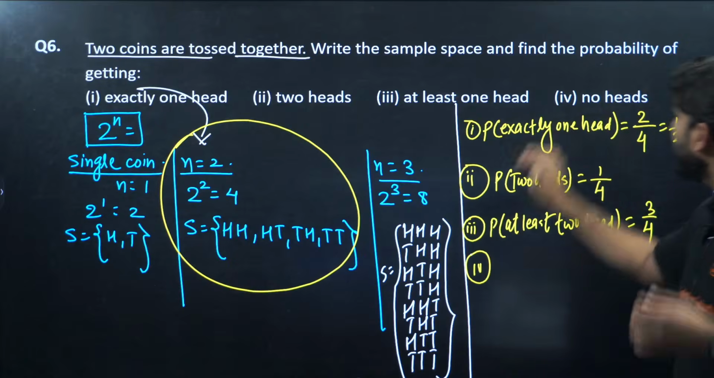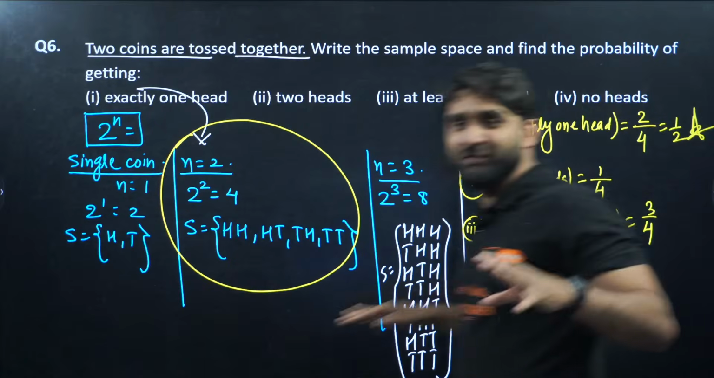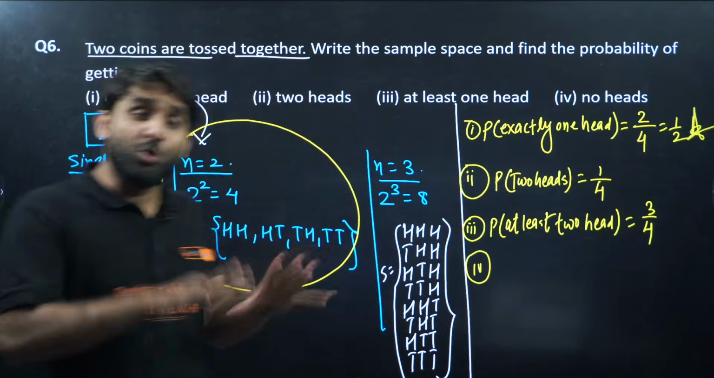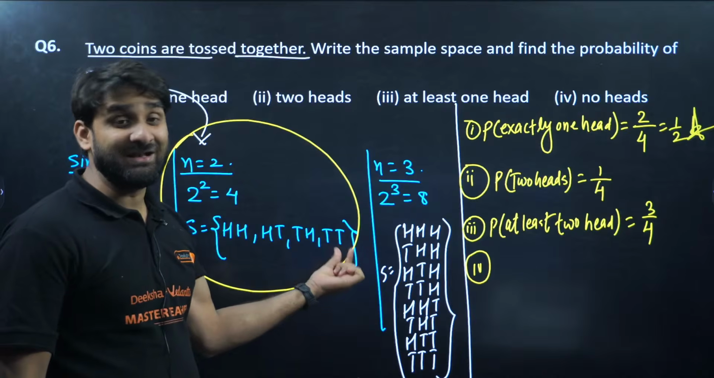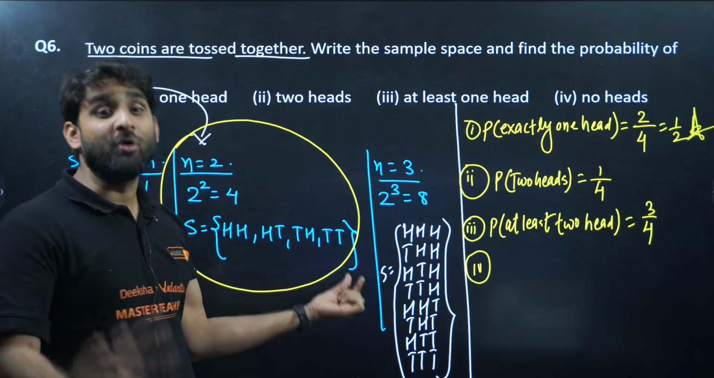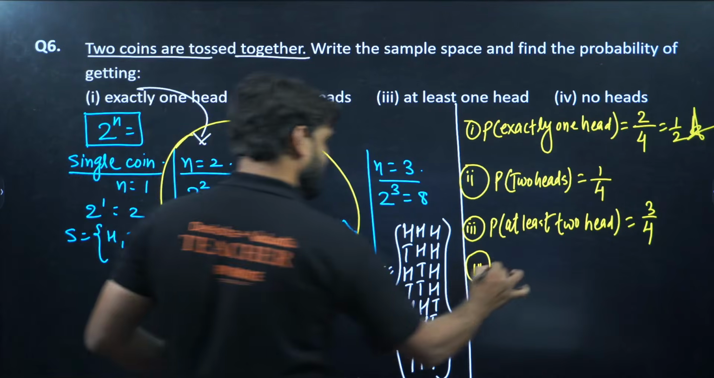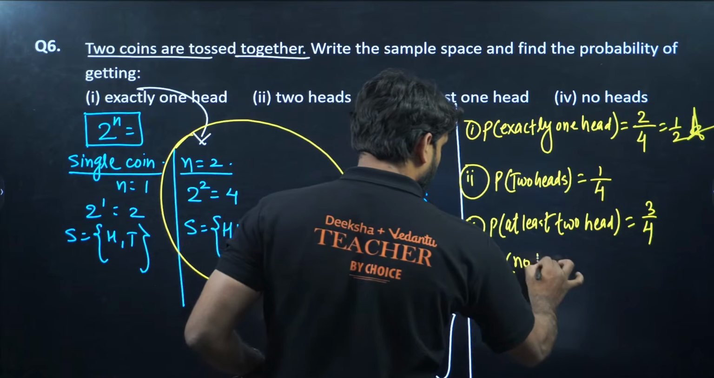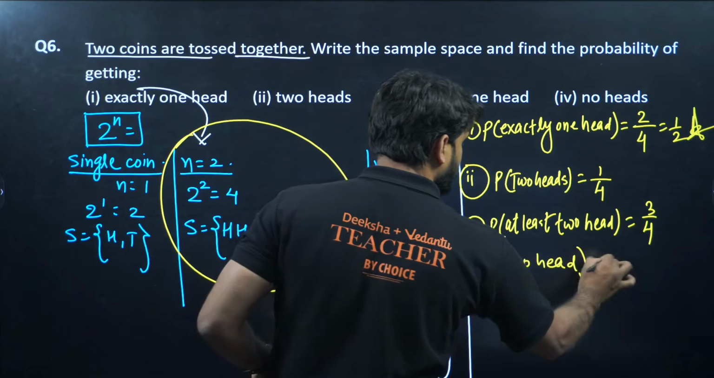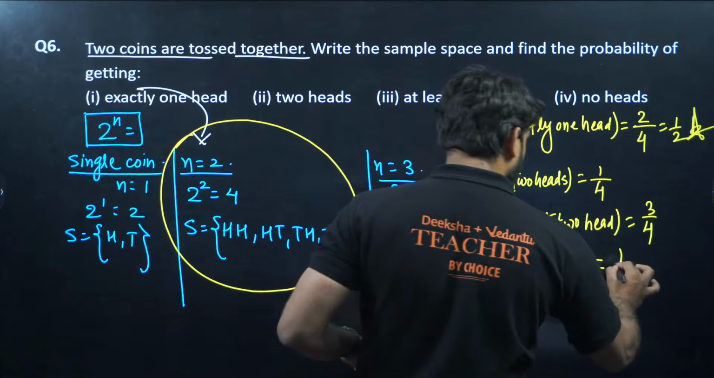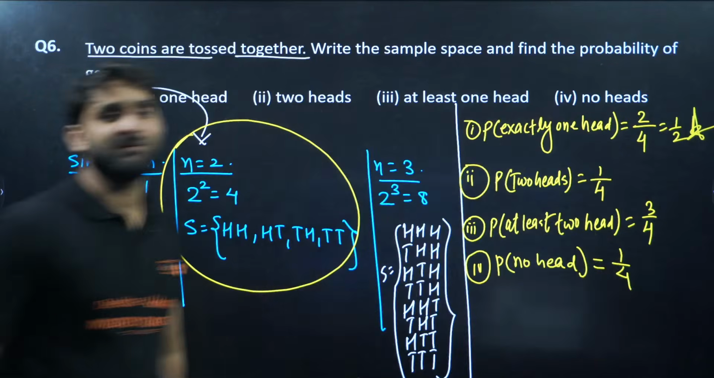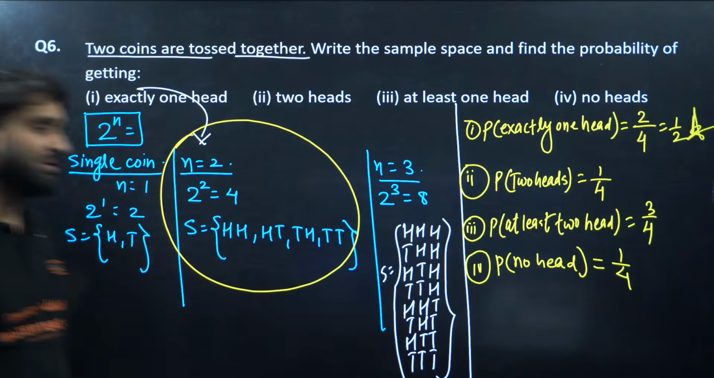Fourth question, no heads. We don't require any head. So if we require no head, there is only one possibility: both should be tails. So the probability of no head means both coins should show tail only. So the favorable outcome is 1 and the total number of outcomes is 4. This is the answer. So this is the solution of this particular question.